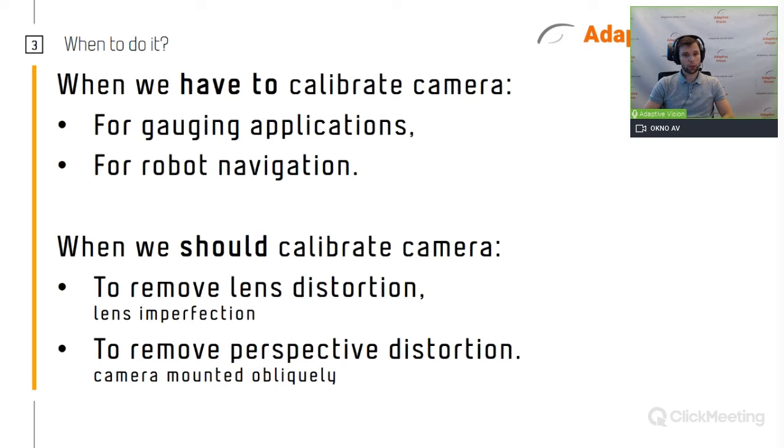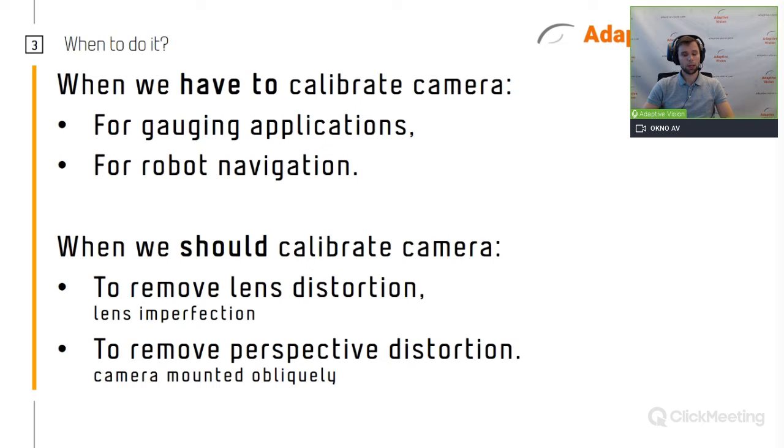Another group of applications is related to the robot guidance, robot navigation. In that case, we would like to combine the robot coordinate system with our camera coordinate system so that we can transfer information in pixels to the world object and send meaningful information to our robot about, for example, the picking point.